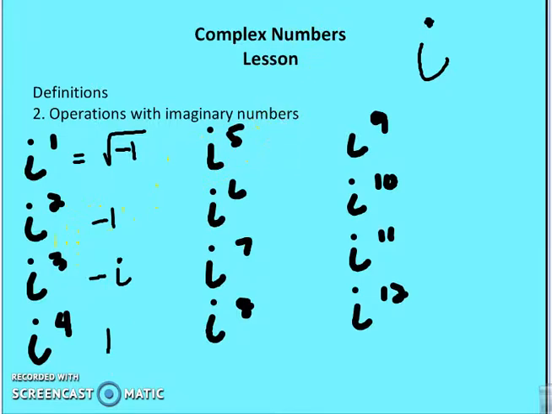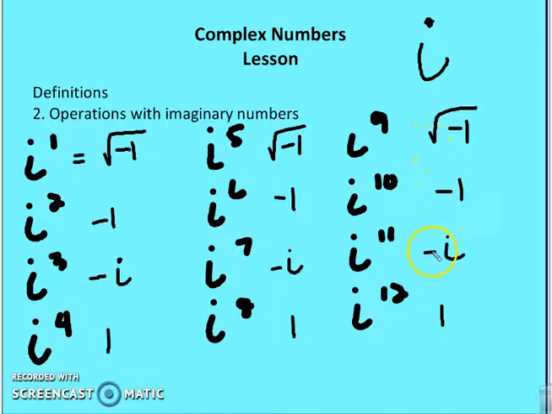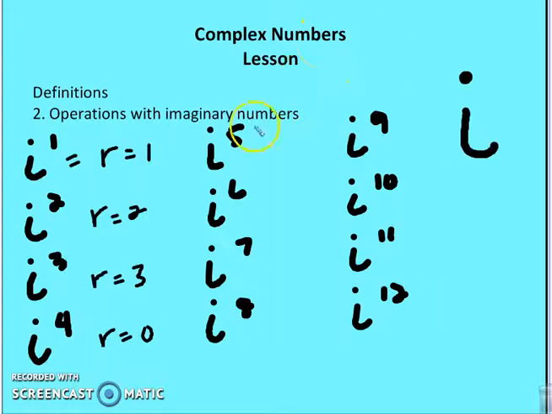So as you evaluate the balance of the values that I'm asking you to simplify, you'd end up with a pattern: square root of negative 1, negative 1, negative i, 1. And it repeats again and again. You can see that this pattern repeats itself every fourth integer value for the exponent.